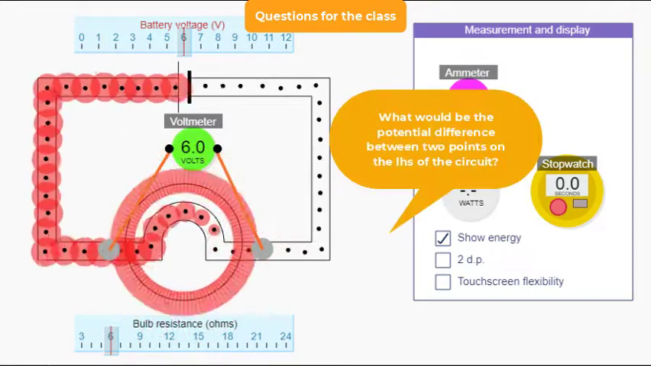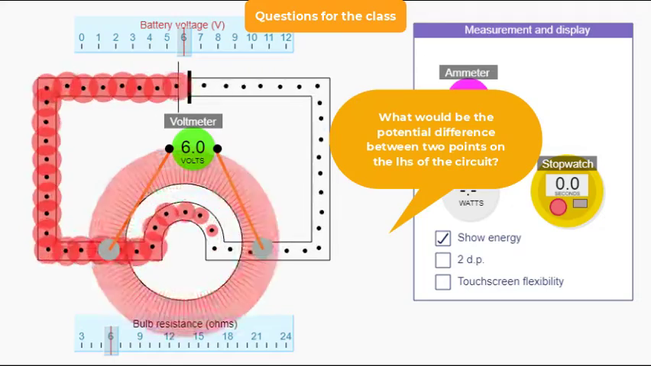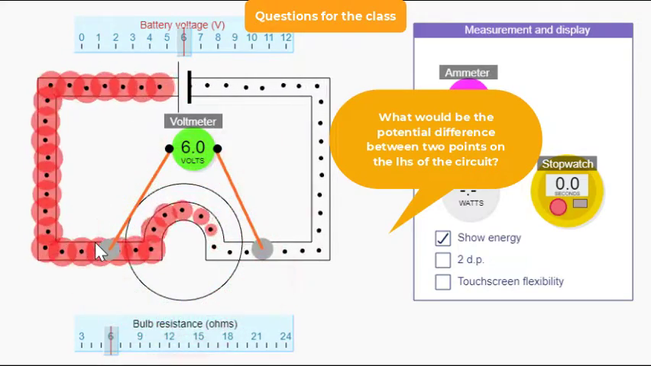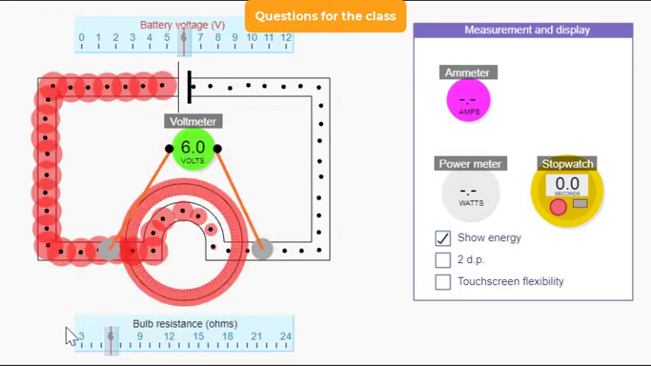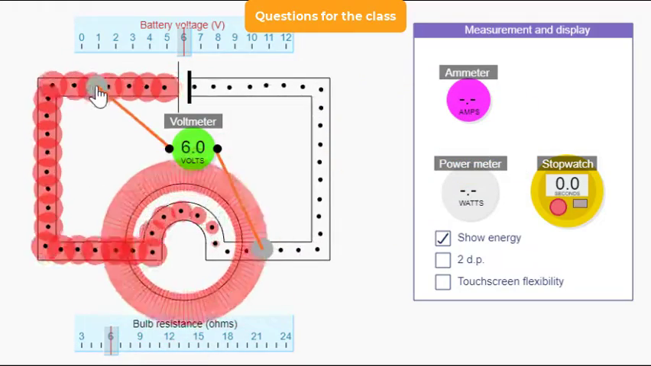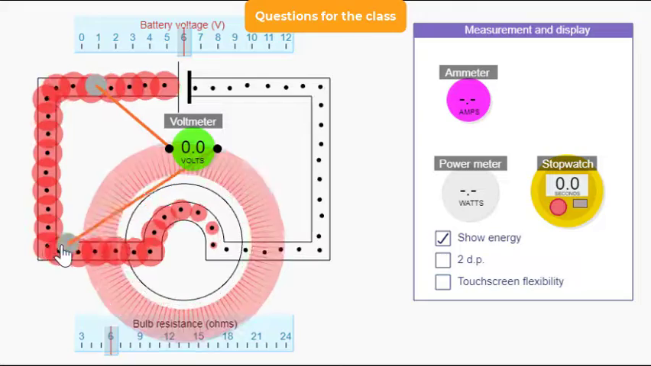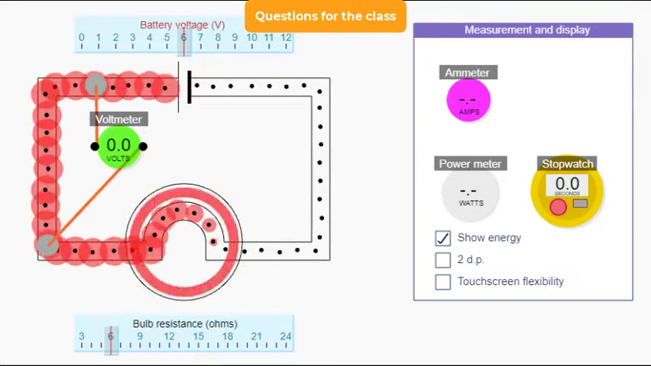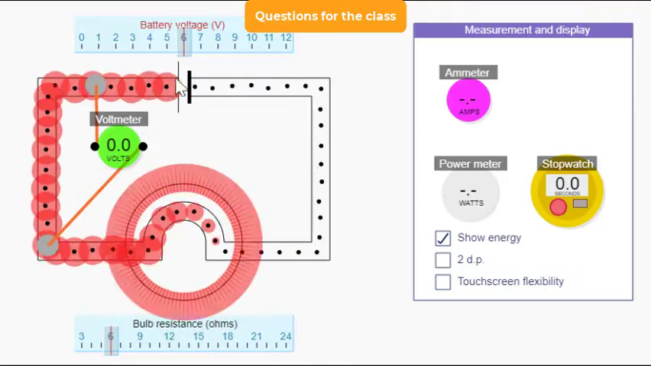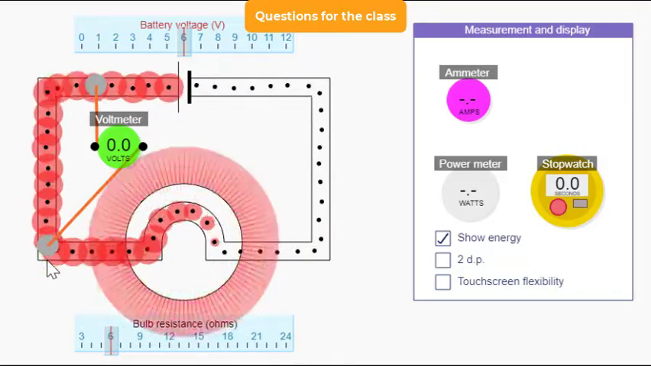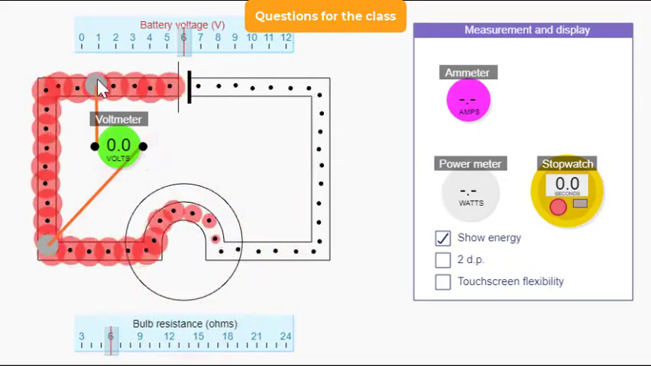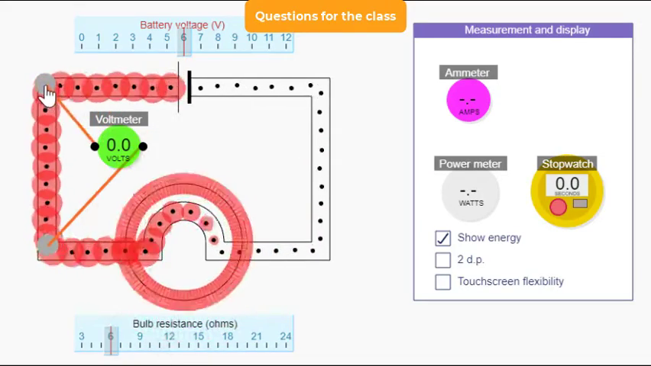What would be the potential difference between 2 points on the left-hand side of the circuit? It would be 6 volts minus 6 volts, which is 0 volts. Everywhere on the left-hand side of the circuit is at the same potential. So the difference between 2 points is always 0.